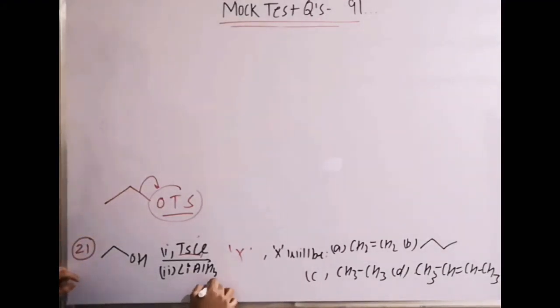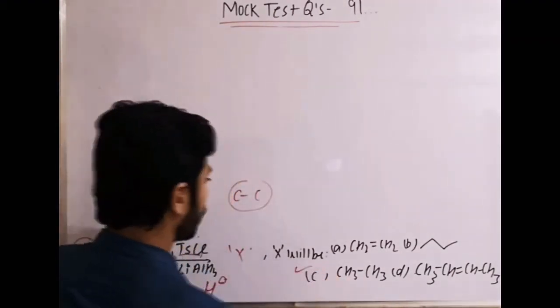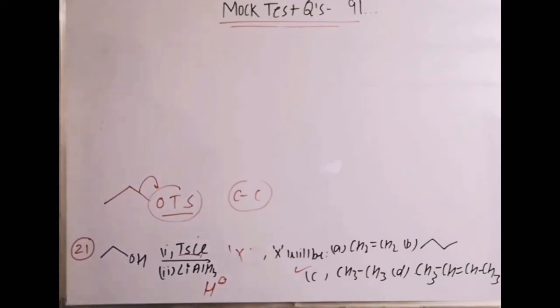Lithium aluminum hydride contains hydride ions, so this H minus will attack and we simply get CH3CH3. Answer is option number C.